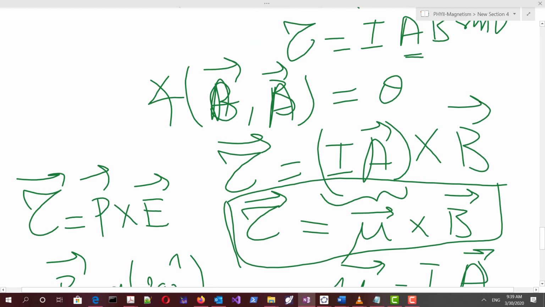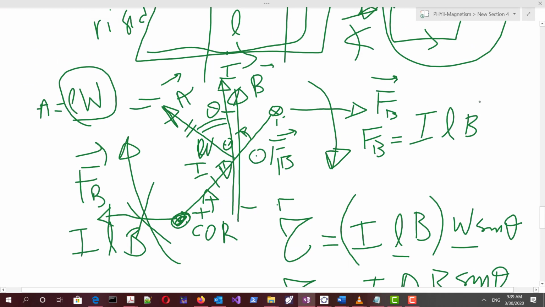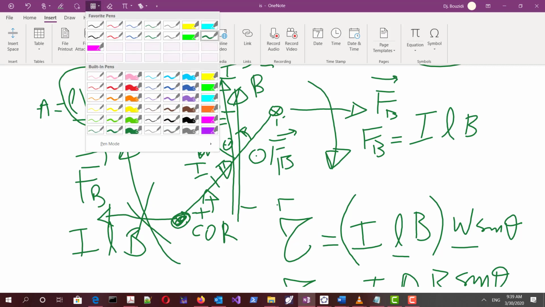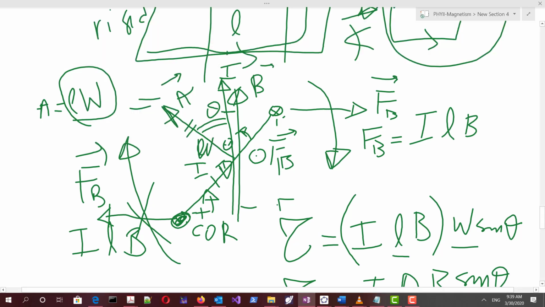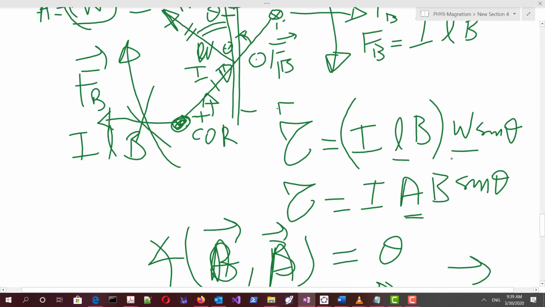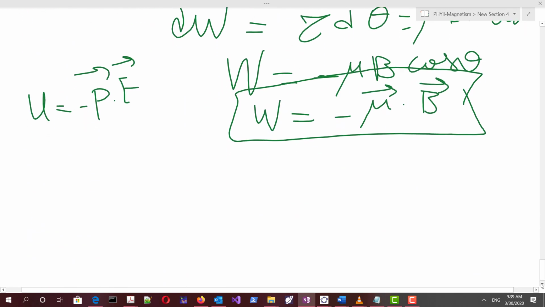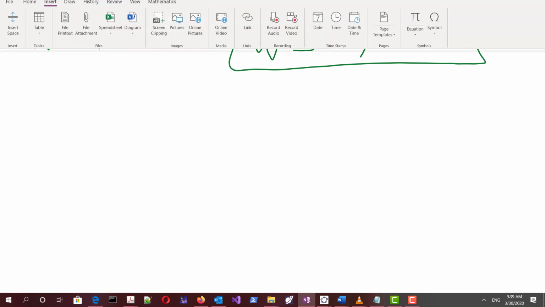All the loop is trying to do is actually align itself in such a way, at the end of the day, so that its magnetic field and the area point in the same direction. So that's basically what this means. This has immediate applications, and that is motors.